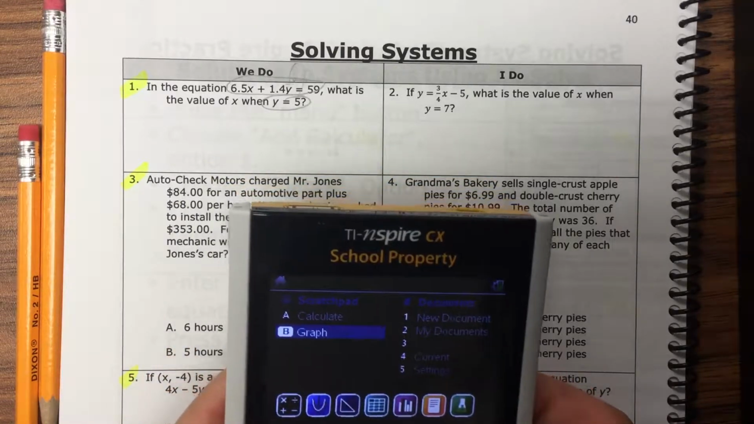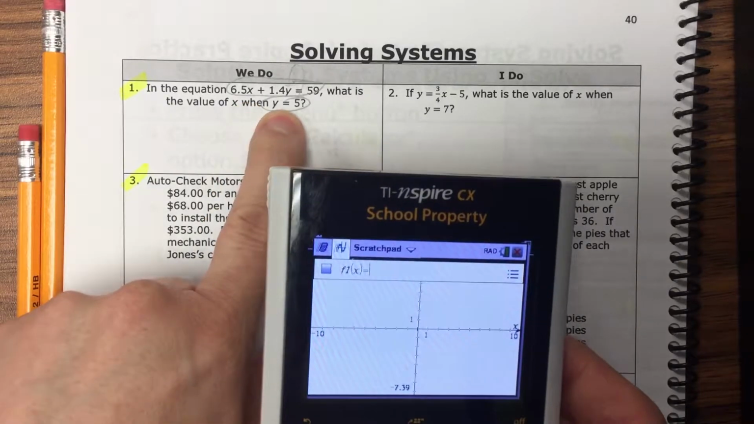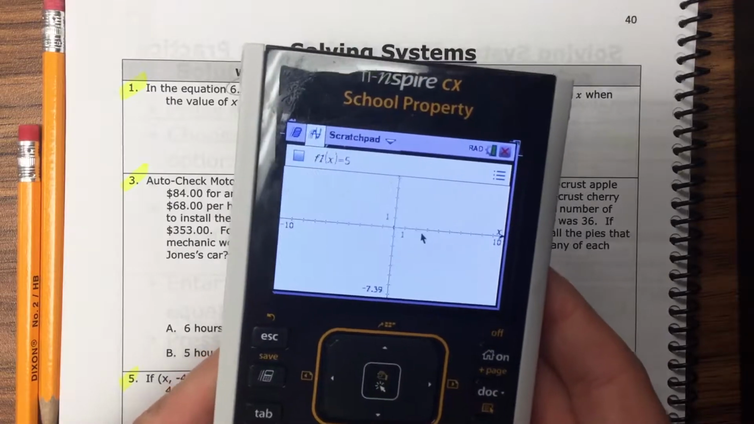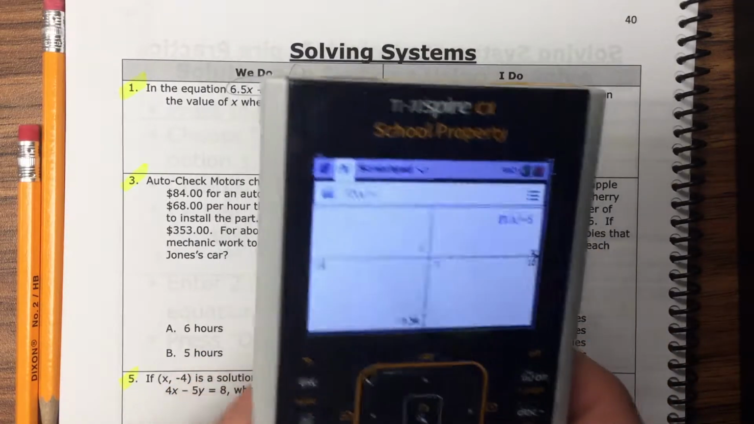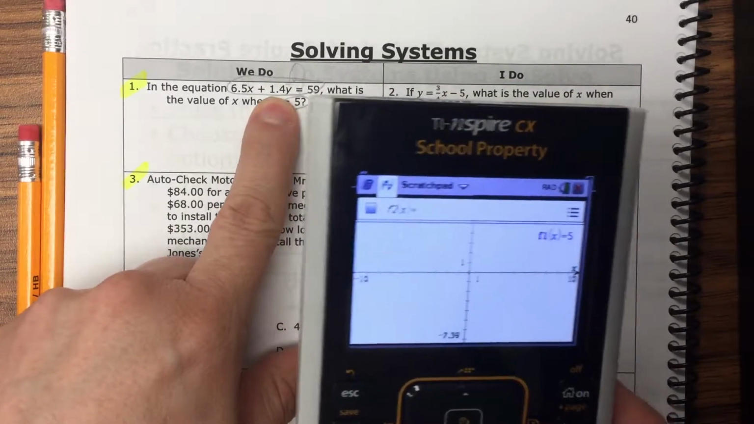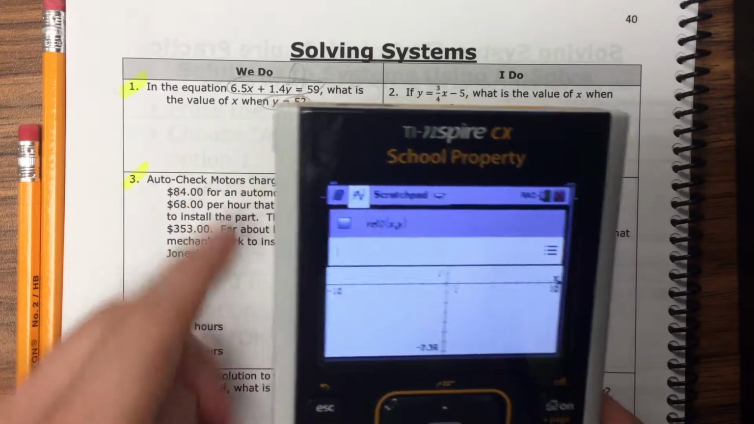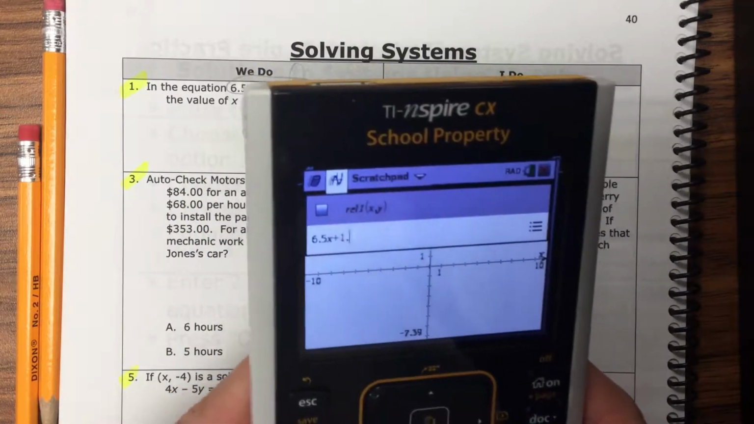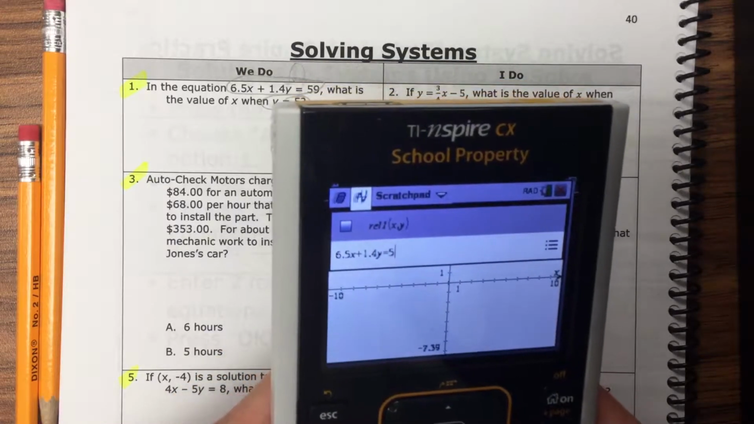Okay, so I go to my graph, and this is not solved for y. Well, actually, that one's solved for y, so I'm just going to put y is 5, f of x is 5. That's my first line, my horizontal line. I hit tab, and I'll put this one in by deleting and going to relation. 6.5x plus 1.4y equals 59.